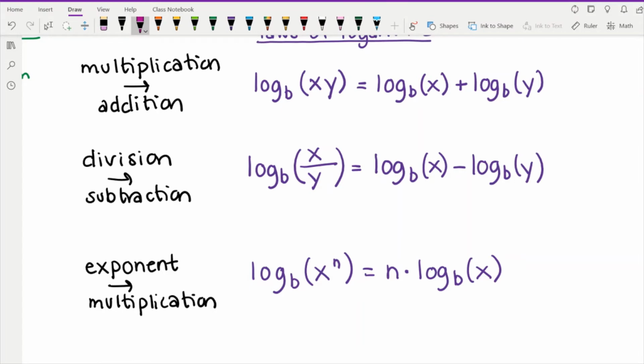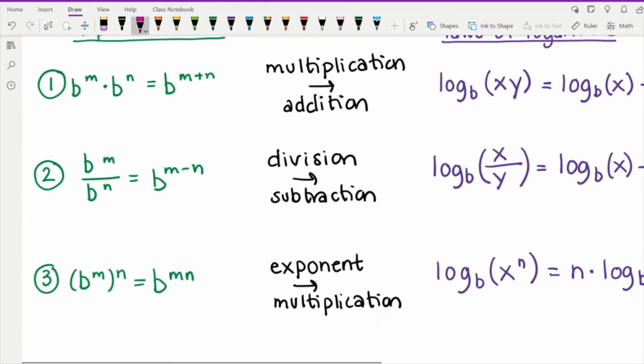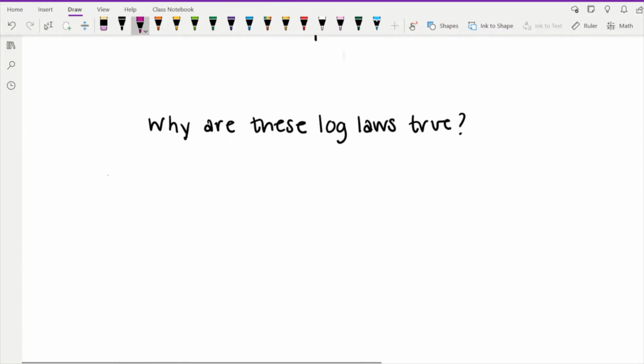So I want to look at a couple of quick examples to just convince you that these rules work. Hopefully this idea about exponent rules and logarithm rules gets you feeling like this could be true, but I just want to show you a couple of examples to really demonstrate that these rules work.